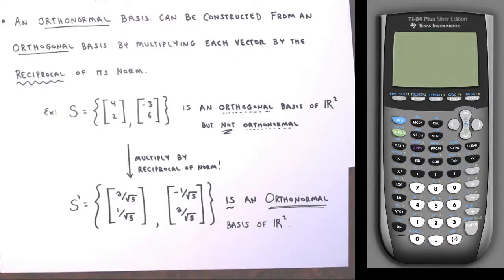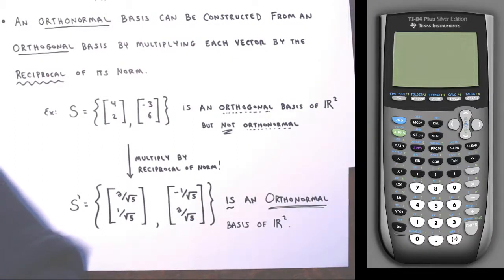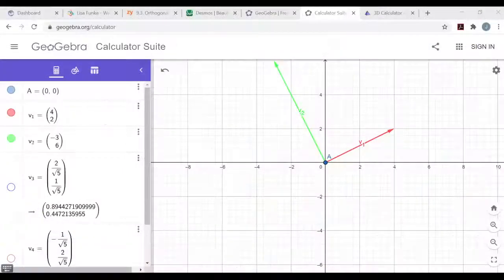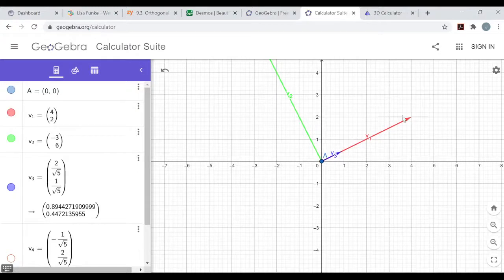And let's take a look at these. All right, I've got them on, again, back on the GeoGebra site. So here was V1, V2, that was (4, 2) and (-3, 6), an orthogonal basis for R2. Here's (2/√5, 1/√5). Now do you see it's in the same direction? It's really tiny here, but you see it runs in the same direction as V1, but now it's normalized, now it's just a unit length.